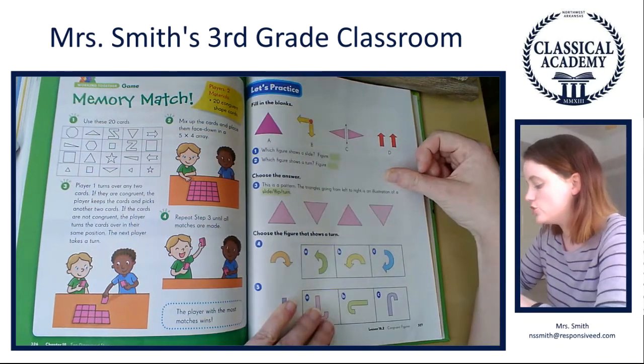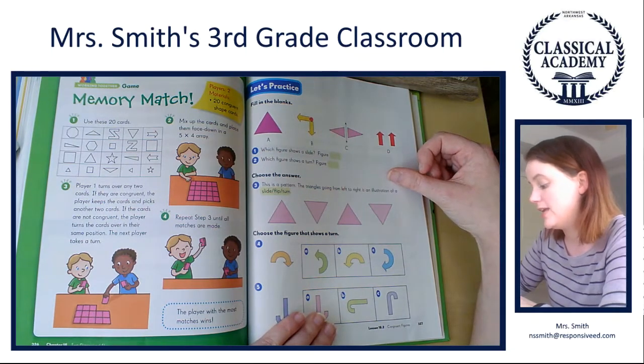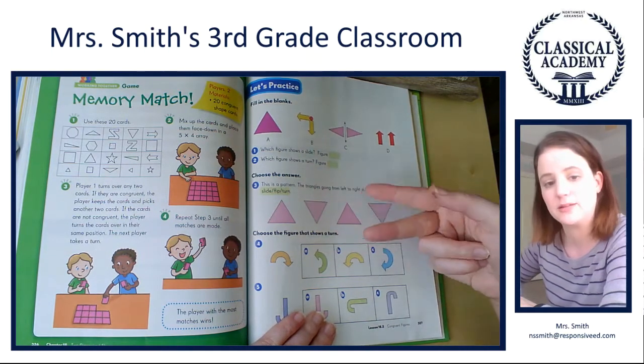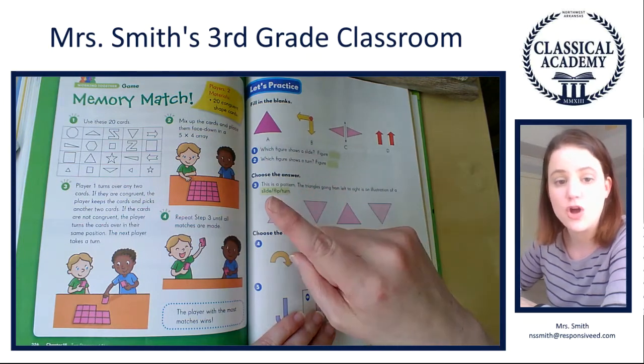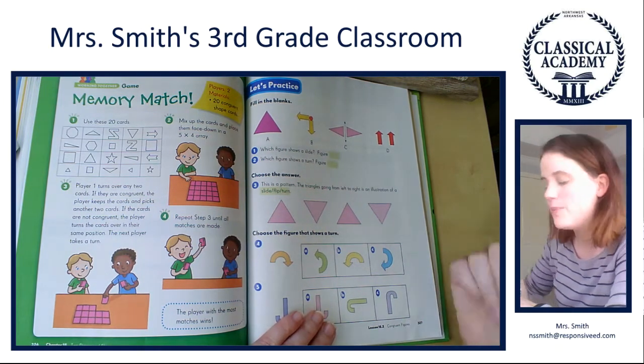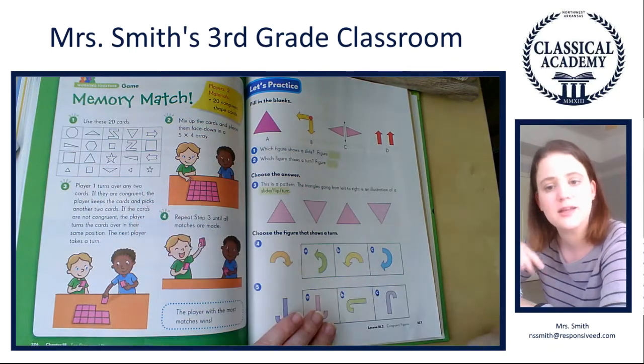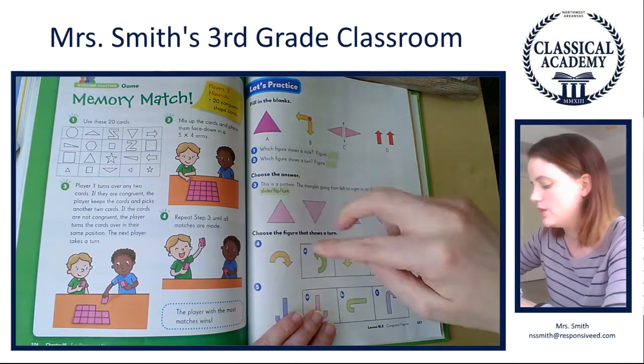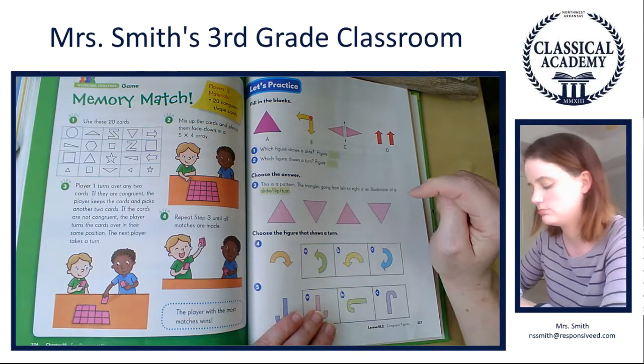This is a pattern. The triangles are going from left to right, they're flipping left to right. They're also sliding left to right. So I would accept both. But how about you put flip and slide? Like they flipped over, but they also slid over a direction.